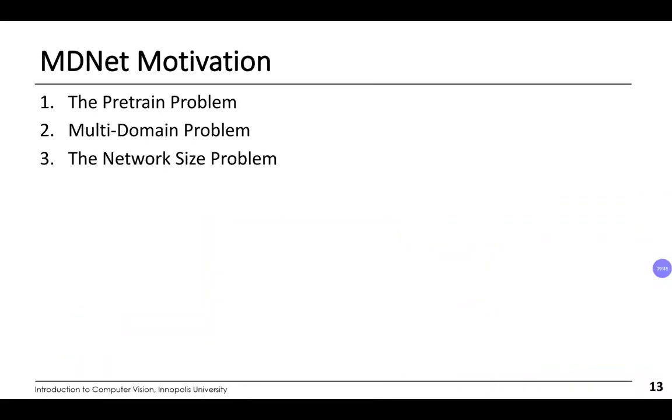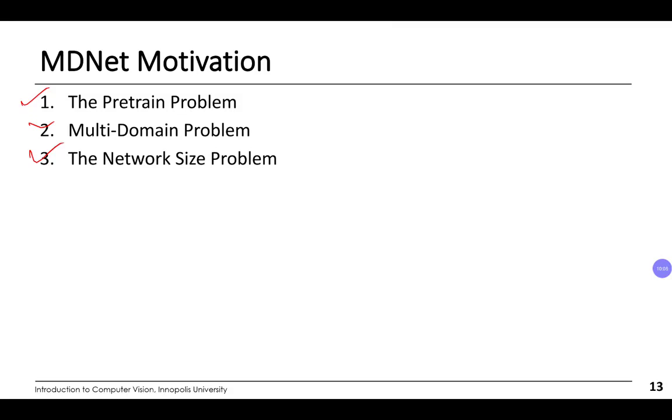So what was the motivation behind this MDNet? They were considering three problems that motivated them to bring this MDNet. The first problem is pre-trained models. The second one is the multi-domain problem. And the third one is the network size problem.